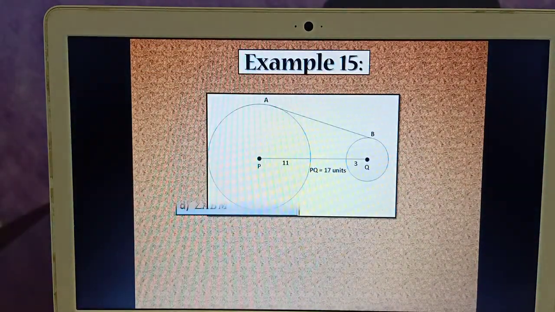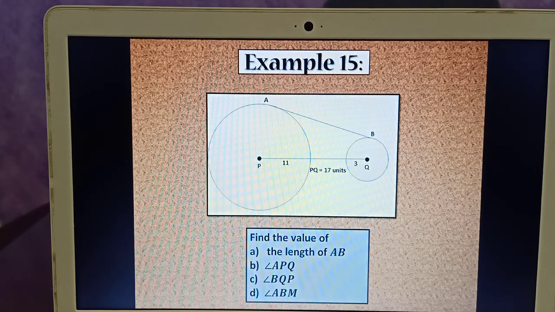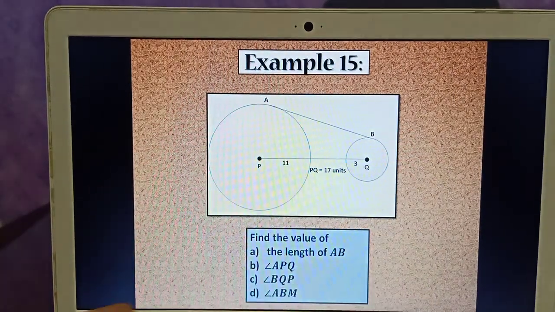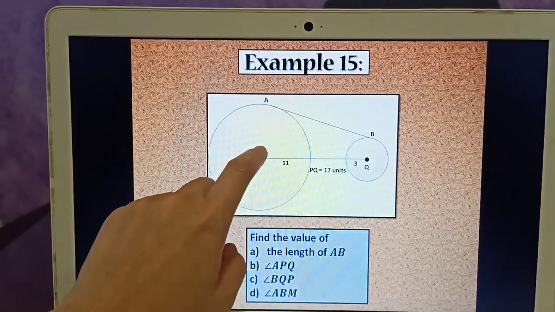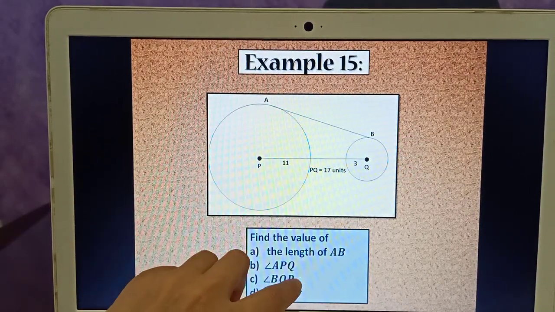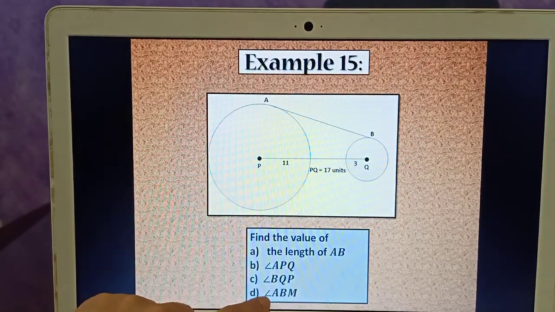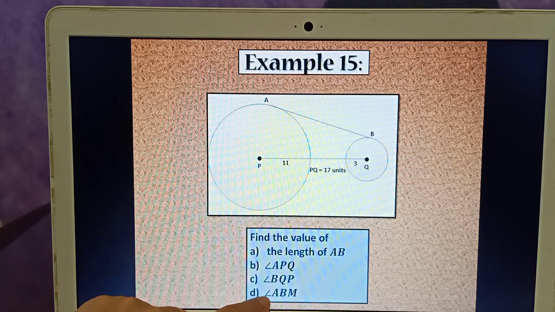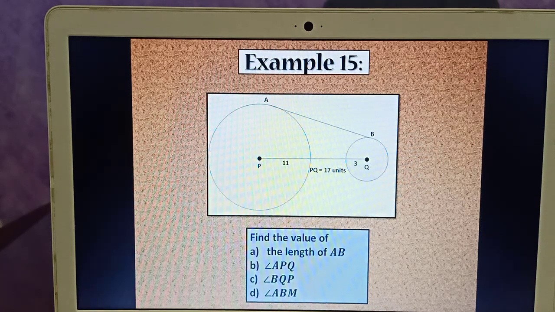Next example, Example 15. This question is a bit complicated, but you need to have some skill of drawing some lines by yourself. Find the length of AB, this length, and then angle APQ, this angle. You see AP is not connected, so you need to draw it yourself. BQP, this one also you need to draw, and then angle ABM. Where is my M? Never mind, we'll look at the solution later. I may label it there.